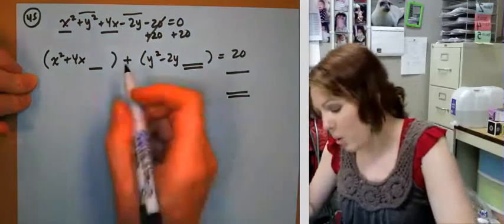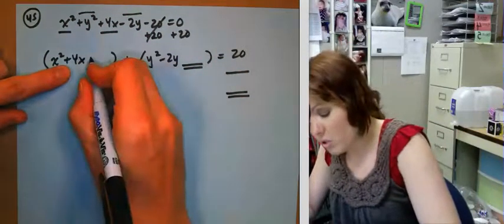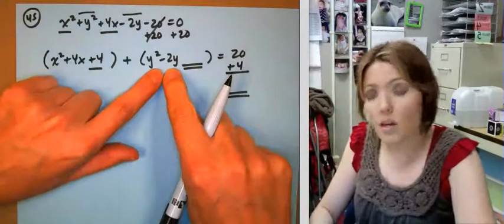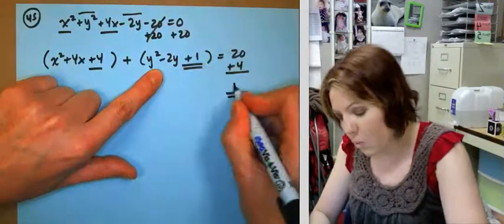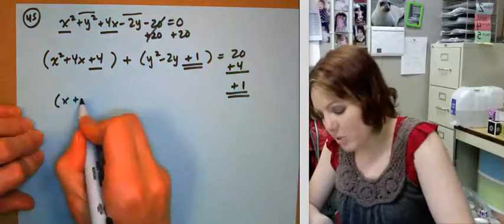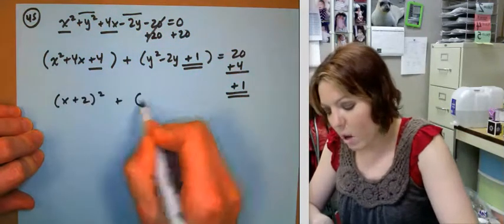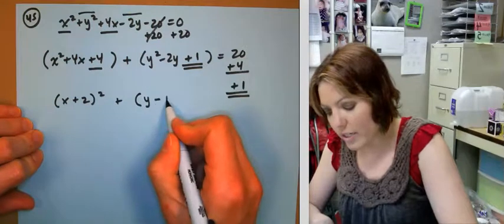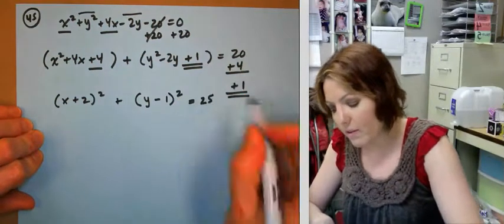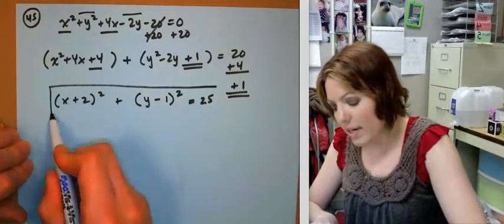Okay, so half of 4 is 2. 2 squared is 4. So we add a 4 there and there. Half of 2 is 1. 1 squared is 1. So we add a 1 there. Okay, so we end up with this in factored form as x plus 2 squared, and y squared minus 2y plus 1 is y minus 1 squared, equals 20 plus 4 plus 1, which is 25. Okay, so that is our standard form.